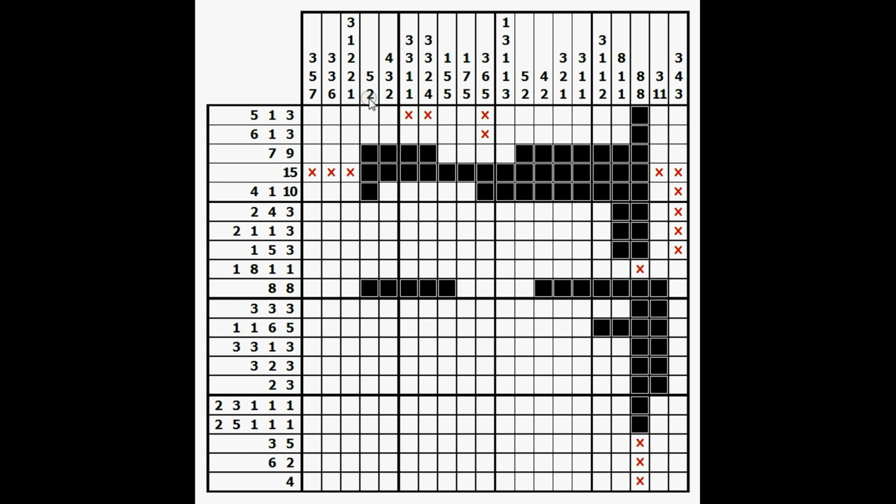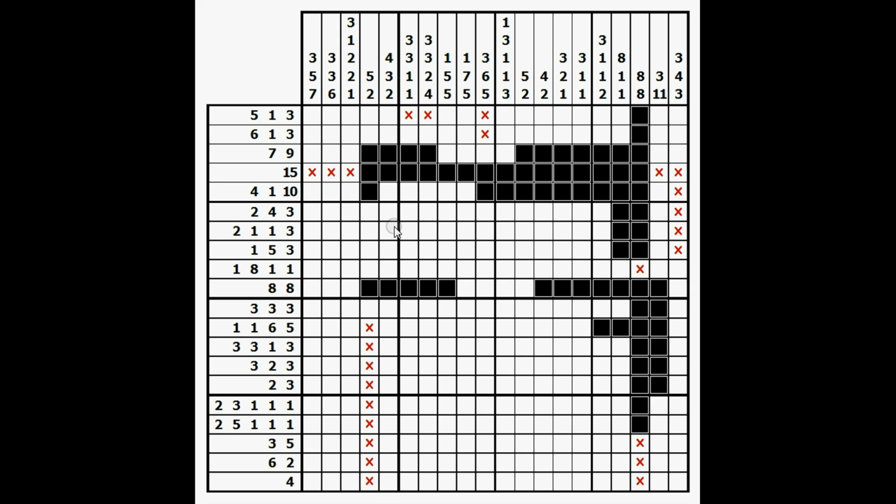Okay, here we have 5 and 2. We know this has to be part of the 5 and this has to be part of the 2 because it's just not enough room. I mean, there's too many squares. That'd be way more than 5. So if this is a 2, 1, 2, that's as far down as it could go. So everything from here down has to be an X.